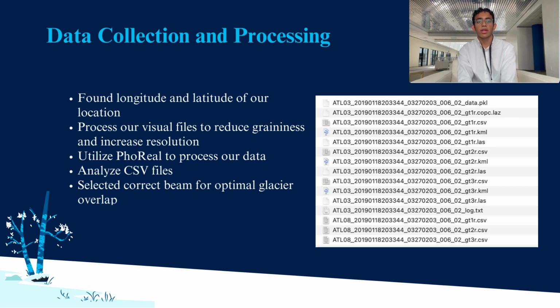And we used the ICESat-2 products and we put them in for real in order to process our data. And those different results are listed on the right, and we use different files for different objectives. For example, the CSV files were used in the Python scripts and Jupyter notebooks, whereas the KML files were used in Google Earth Pro. We also had to go through and select the correct beam for optimal glacier overlap in order to choose which of the three listed were strong or best in our case.